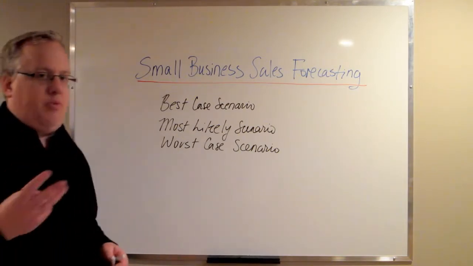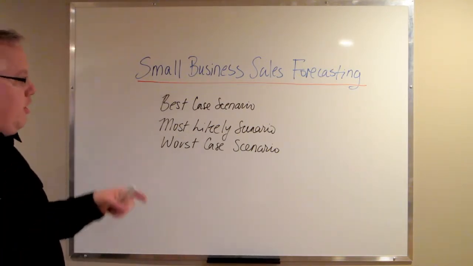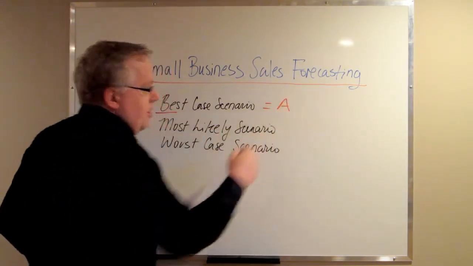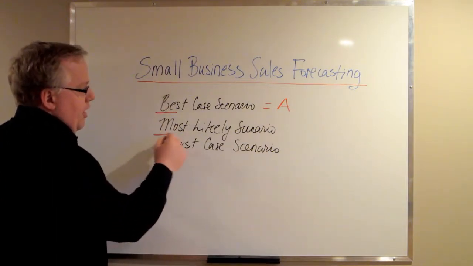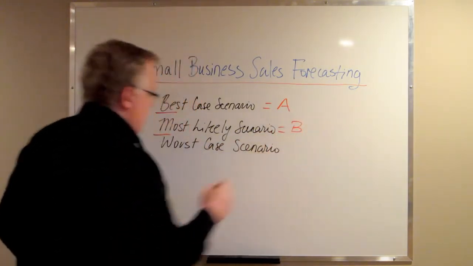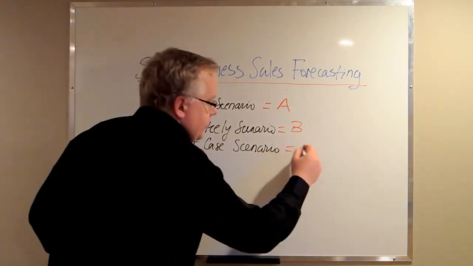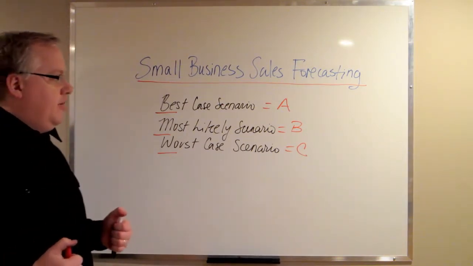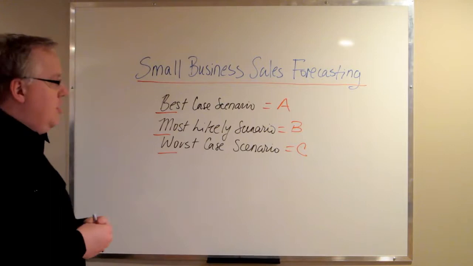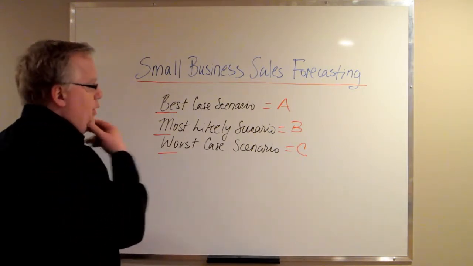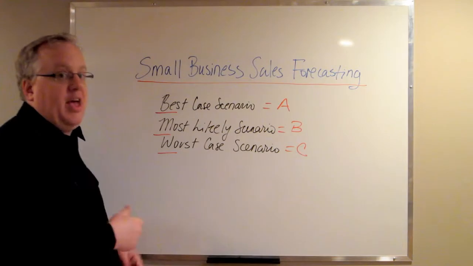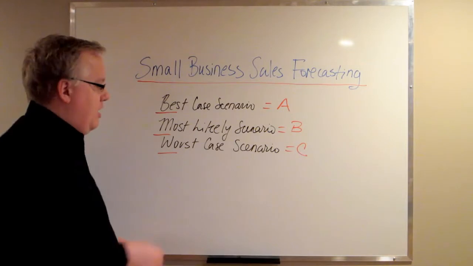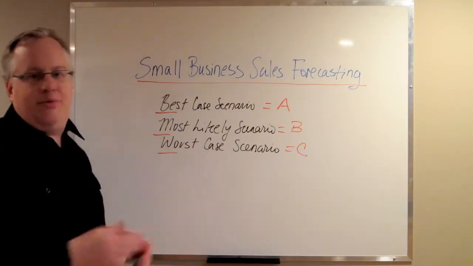There are basically three portions to the calculation. There's the best case scenario, which equals A, and I'll show you the calculation after. The most likely case scenario equals B, and the worst case scenario equals C. When a salesperson is about to do their sales forecasting with PERT, they're going to ask themselves, what's the best case scenario in terms of my sales for next week or next month? What's my most likely scenario? What am I most likely going to sell? And what's my worst case scenario? What am I not going to sell at all?